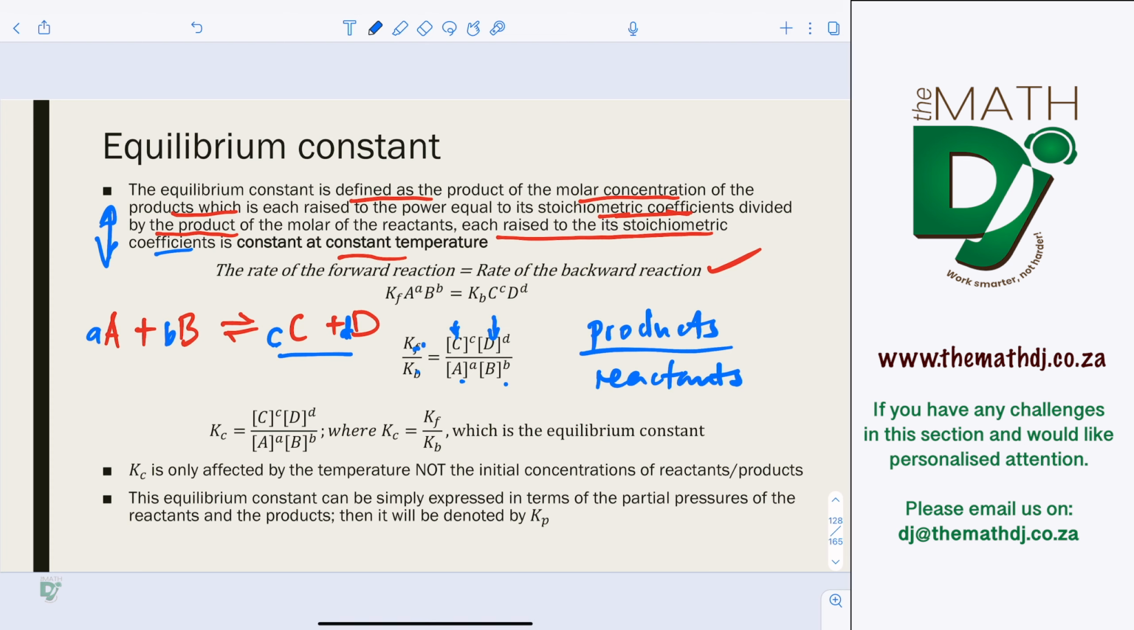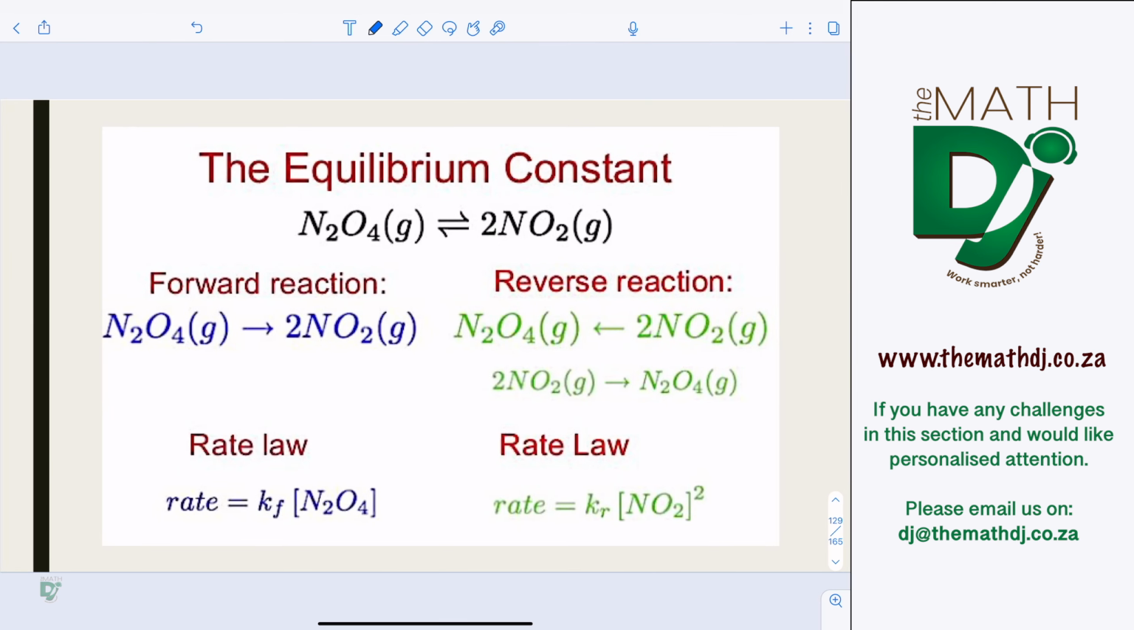Equilibrium constant can be simply expressed in terms of partial pressures of the reactants and the products. Then it can be denoted as Kp. So when you are using pressure, it becomes Kp, which means it's the equilibrium constant based on partial pressure. Then Kc is the equilibrium constant based on the concentrations. So this is something to know. So we can move on.